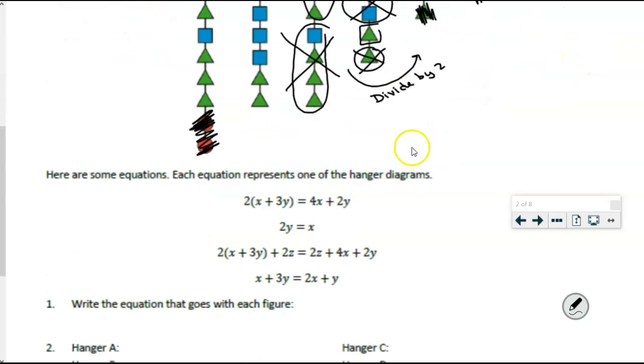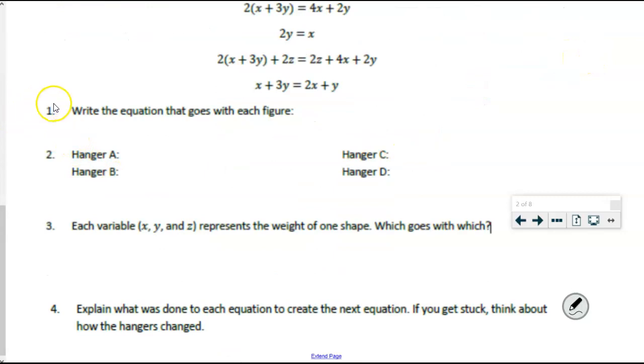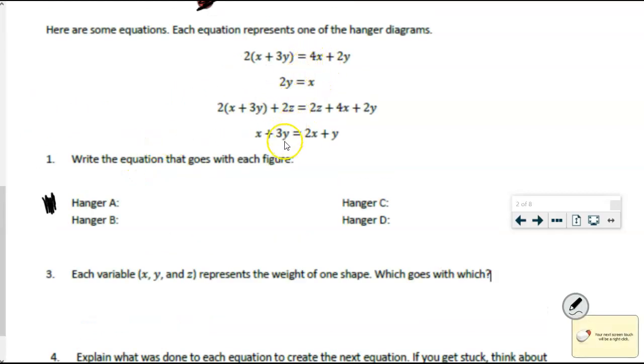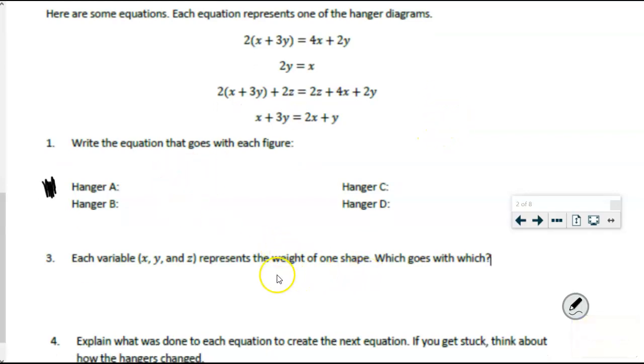Now match that, and to clarify, I just need to make sure that you understand there is a typo in how this is formatted. It says write the equation that goes with each figure and then step 2. This is all one thing. So get rid of that number 2. Write the equation that goes with each figure, hanger A. Which one is it? It's kind of a multiple choice. You have these ones up here to choose from, and make sure that you can make sense of that. Hanger A, hanger B, hanger C, hanger D. What does a triangle represent? What does a square represent, etc. So you can kind of do 1 and 3 together.